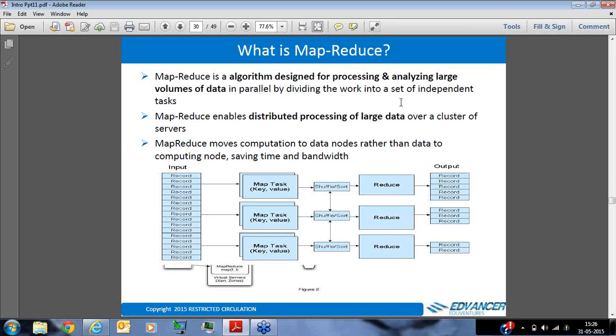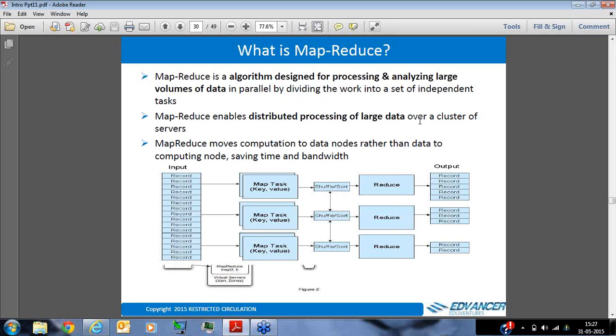So basically, you want to process the data in a certain way, you want to do some kind of analysis on that data. You will use the MapReduce algorithm to write your code to analyze that data. This MapReduce algorithm will break down the work that you want to do into a set of independent tasks. These tasks will run in parallel across those data nodes or those slaves, and it will do the parallel processing or analyzing of data and hence save a lot of time in terms of doing that analysis. So MapReduce enables distributed processing of large data over a cluster of servers.